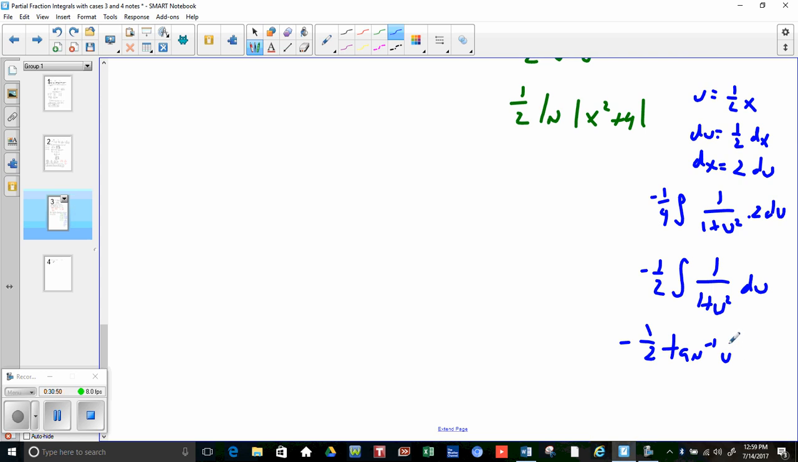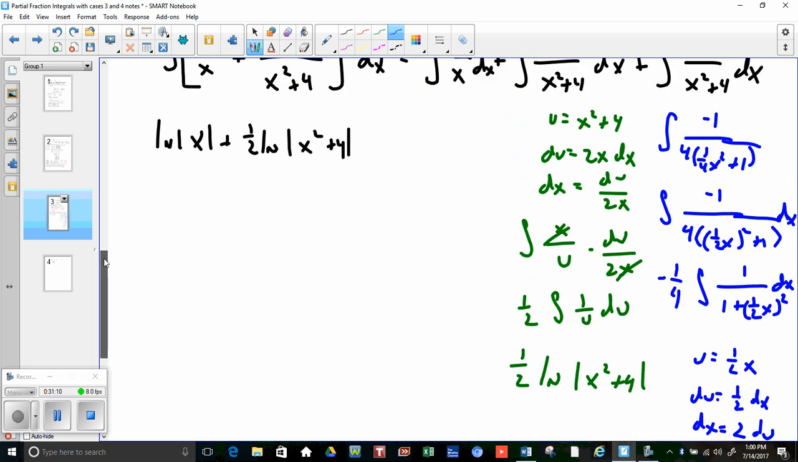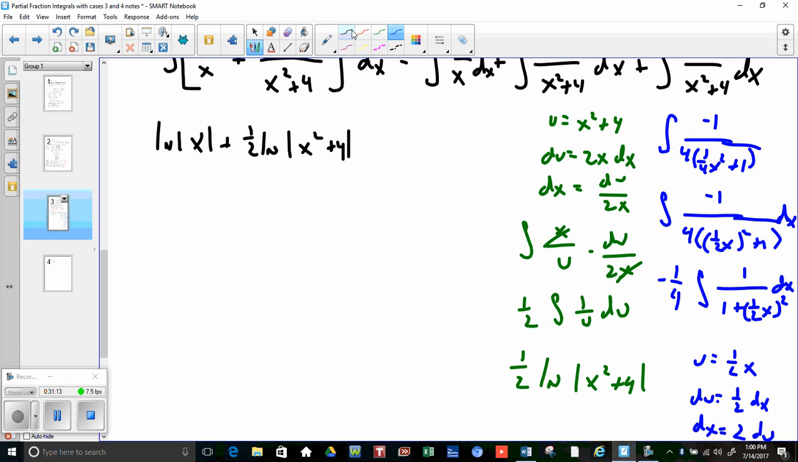But we're going to go ahead and go back to the original u, which is 1/2 x. So what I get is negative 1/2 inverse tangent of 1/2 x. That's the last part that's going to get filled in up here. Let's see, negative 1/2 inverse tangent 1/2 x. And this was indefinite, so plus c.